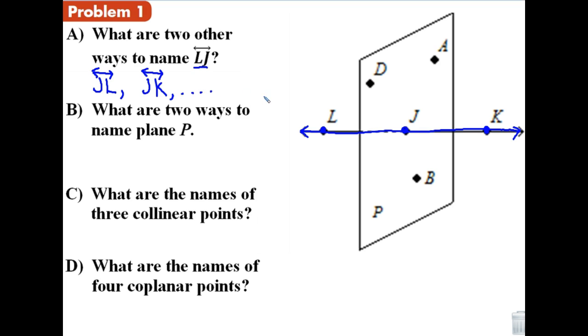We'll say dot, dot, dot. That's 2 ways to name it. There's a bunch of other ways. Basically pick any 2 points on this line and put them in any order. You've got a good name for the line.